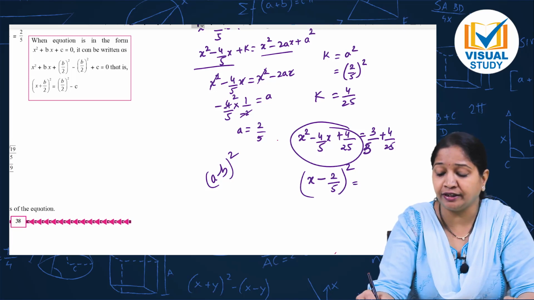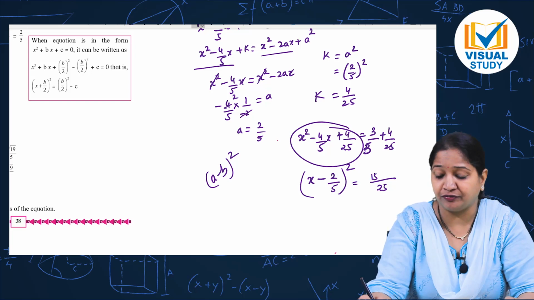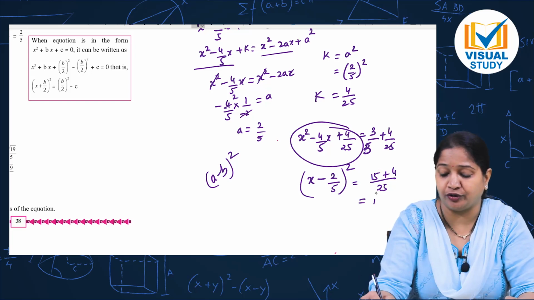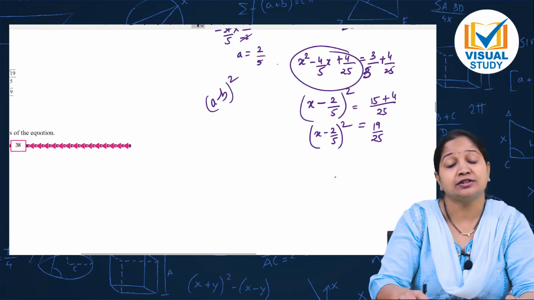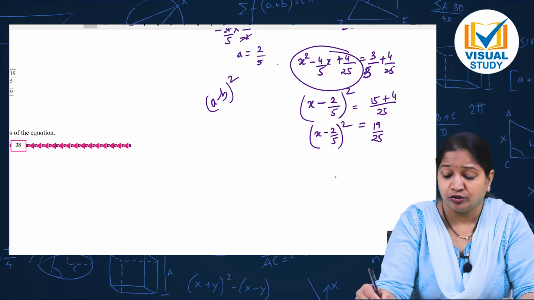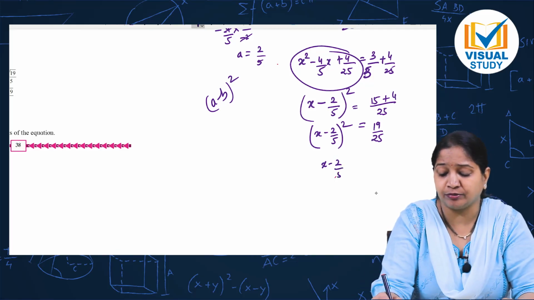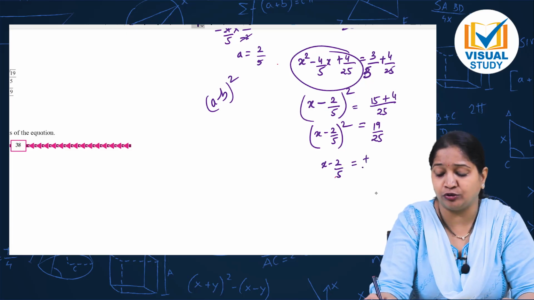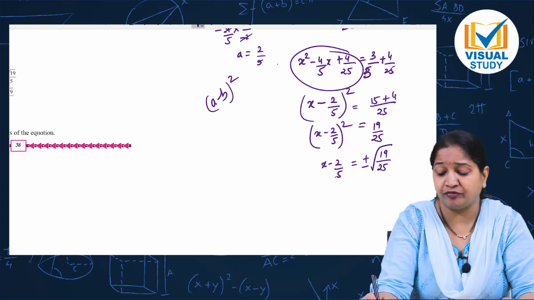x minus 2 upon 5 whole square. And here what you will get? Take out the LCM, that is 25. 5 3 15, 15 plus 4 you get 19 upon 25. Here x minus 2 upon 5 whole square. Again take the square root on both the sides. You get x minus 2 upon 5 equal to plus or minus root 19 upon 25.